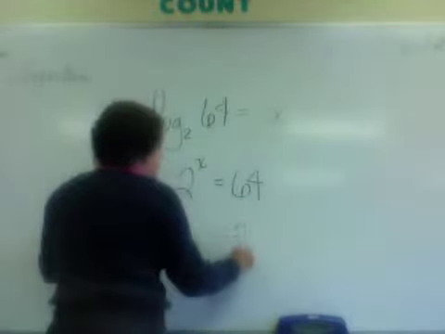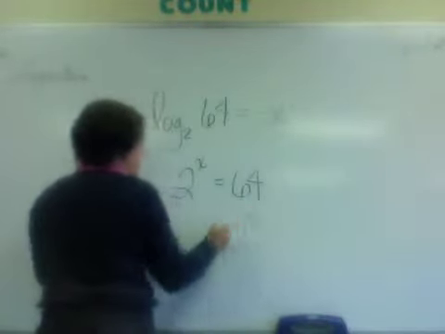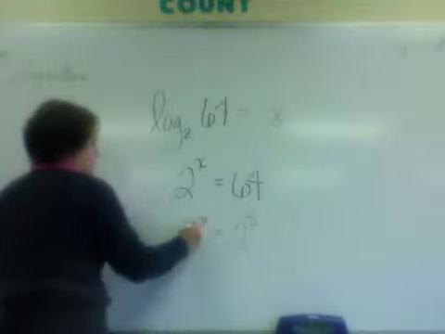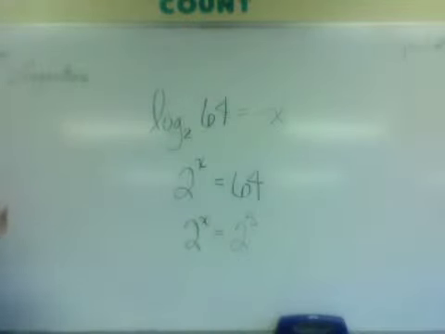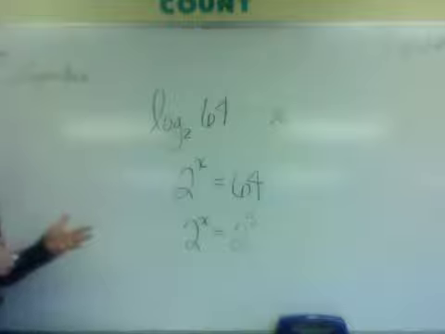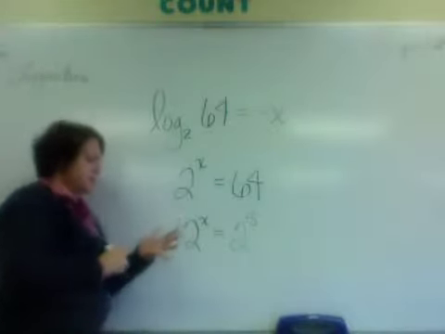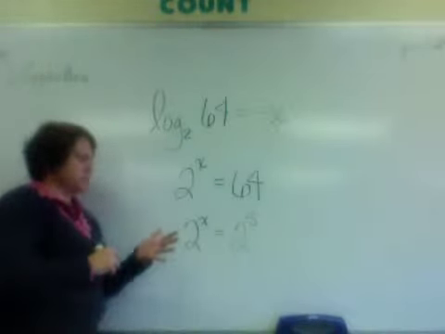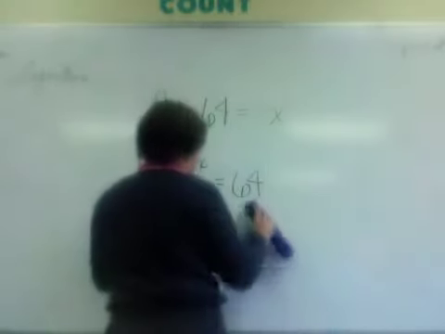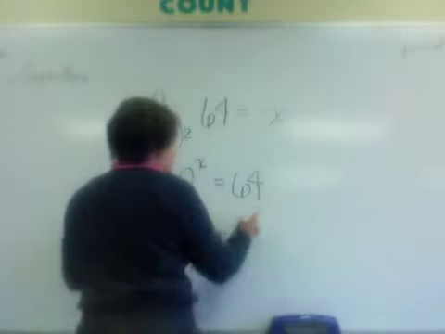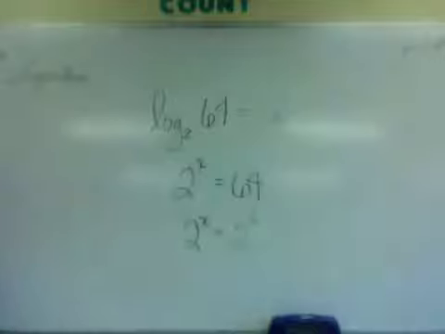64 is 2 to the 5th power. 2 times 2 is 4, times 2 is 8, times 2 is 16, times 2 is 32, times 2 is 64, you're right. Gosh, I hate being wrong. I love being right. So what's the value of x?